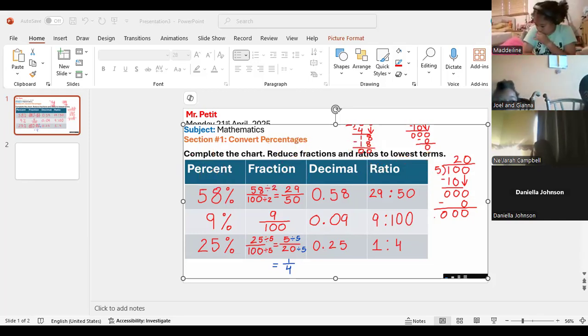Next, what do we have? 1 over 6. Can that be simplified? No, sir. Okay, so you're just going to put 1 over 6. Good. Next, what do you have? 2 over 4. Can that be simplified? Yes, sir. What number can go into 2 and 4? 2. 2 divided by 2 is what? 1. And 4 divided by 2 is what? 2. So it's 1 over 2. Good. What's the next one?